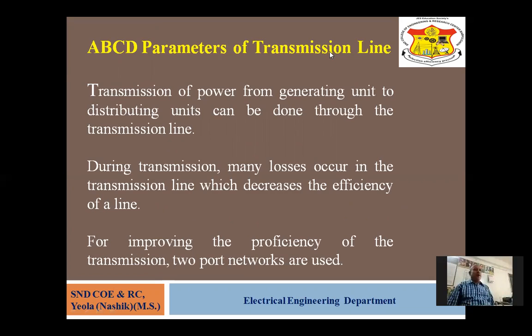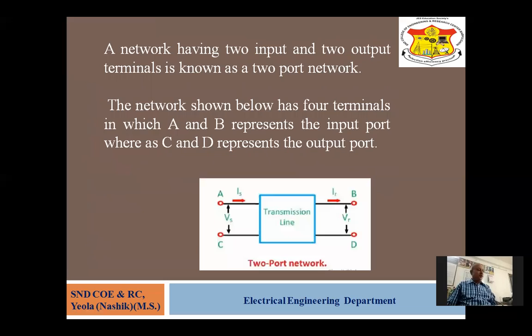Transmission of power from the generating unit to the distribution unit can be done through the transmission line. During transmission, many losses occur in the transmission line, which decrease the efficiency of the line. For improving the efficiency of the transmission, two-port networks are used.